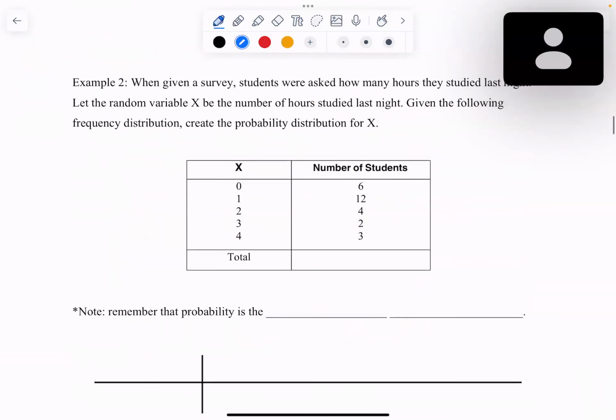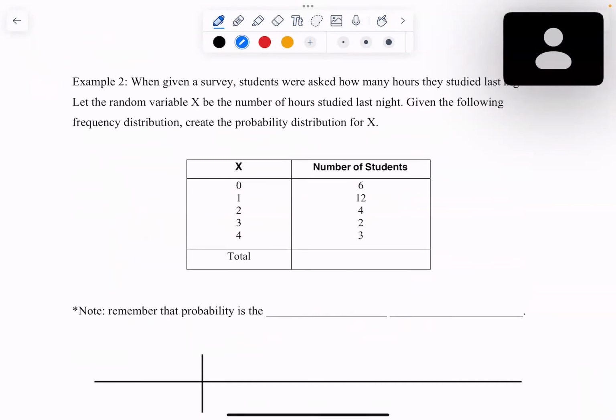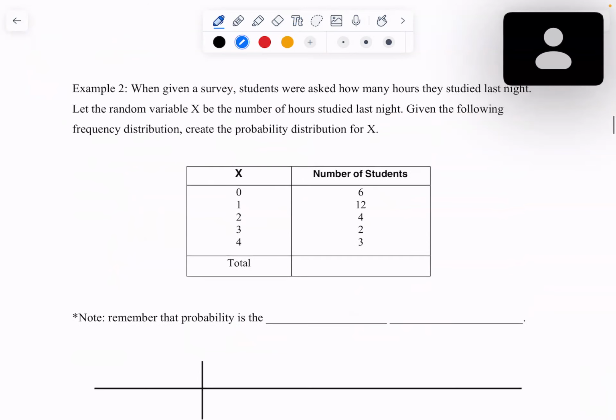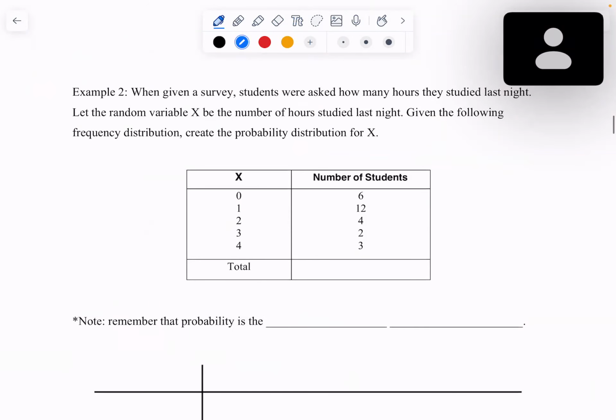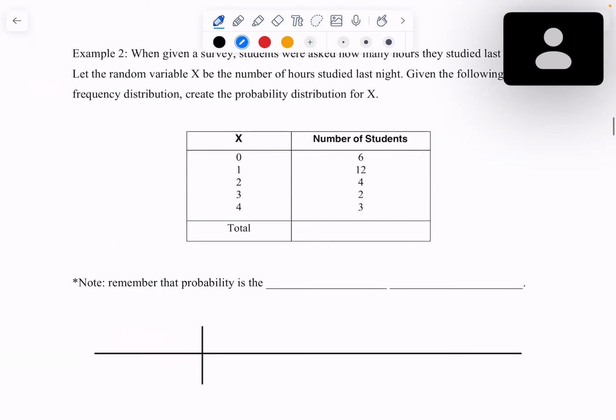So this is example 2. It says, when given a survey, students were asked how many hours they studied last night. Let the random variable x be the number of hours studied last night. Given the following frequency distribution, create the probability distribution for x.